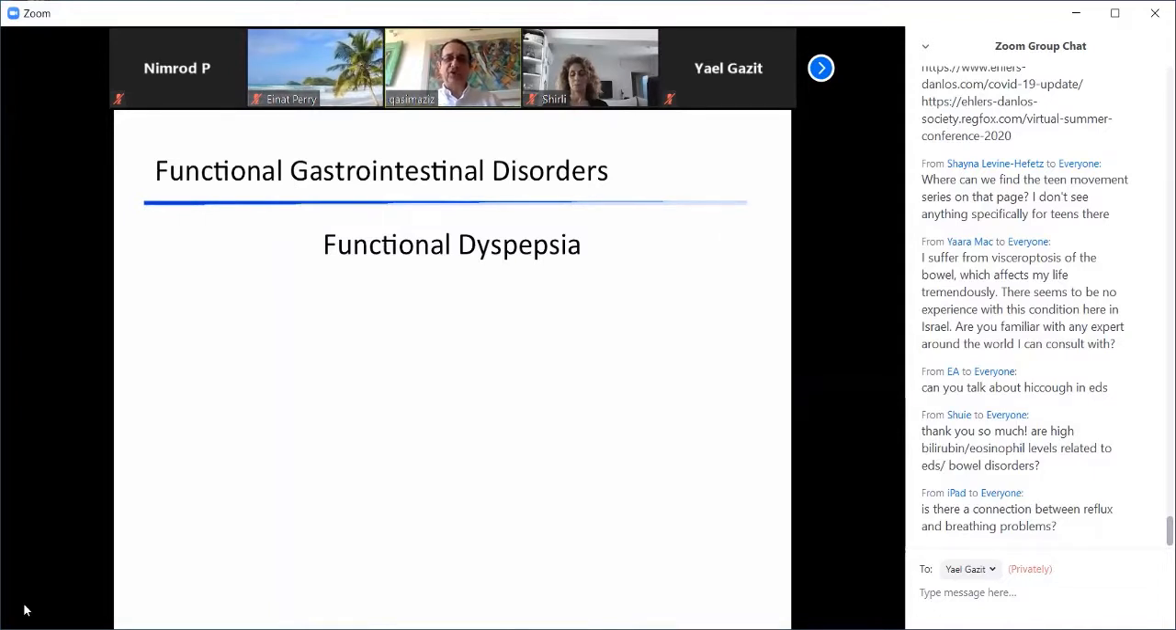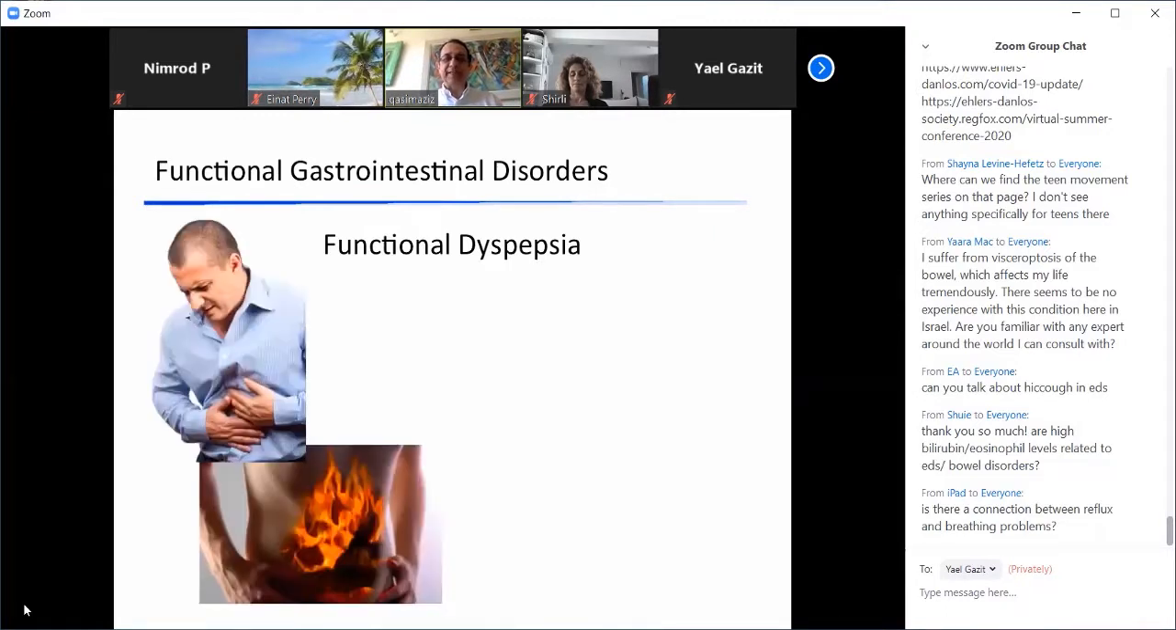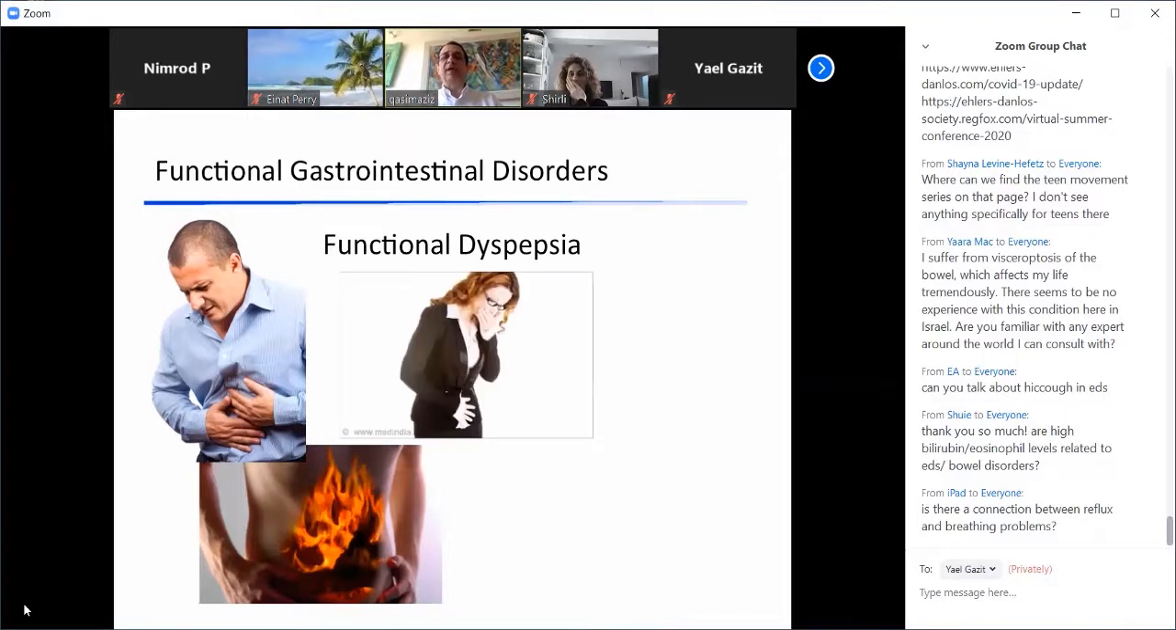An example of a functional gut disorder is functional dyspepsia. So these are people who experience quite a lot of discomfort, sometimes burning discomfort in the upper part of the tummy, in the stomach area. But when we do a camera test endoscopy, we don't find any inflammation, we don't find any ulcers, but they have all the symptoms that would be typical of an ulcer. But you don't find an ulcer. Sometimes this can be quite painful.